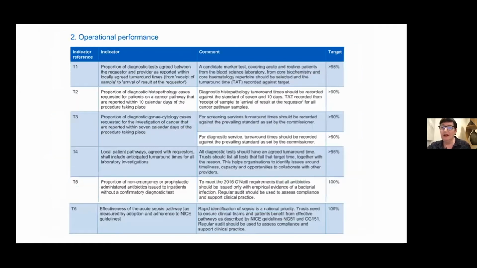The other area is operational performance, and this really relates to patient-facing metrics. Are patients getting their results on time? Are the local patient pathways being adhered to? Are antibiotics being given in line with sepsis requirements? And that's all the operational quality and performance measures.